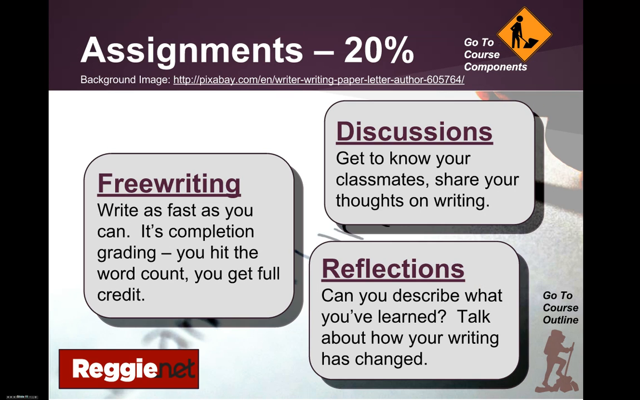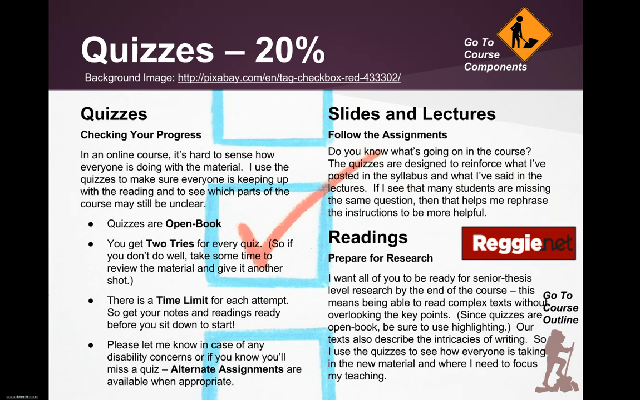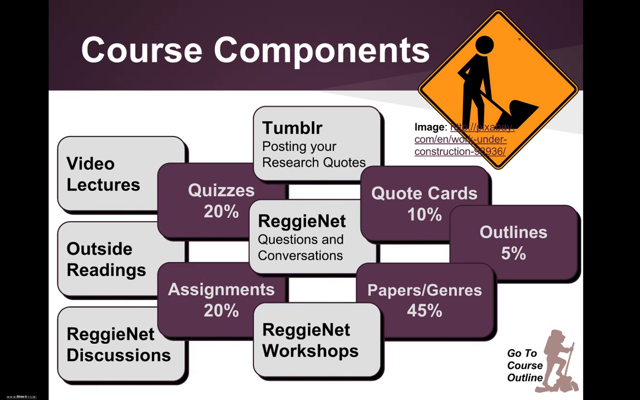Now, if you go right back up to the construction work, that'll take us back to the course components. On the right side of the screen, these are the parts of the course that are related to the main projects. We have 3 major projects for the course. The quote cards, the outlines, and the big paper are all part of Project 1. So if we go over here to the quote cards, oh, I need to fix that link.